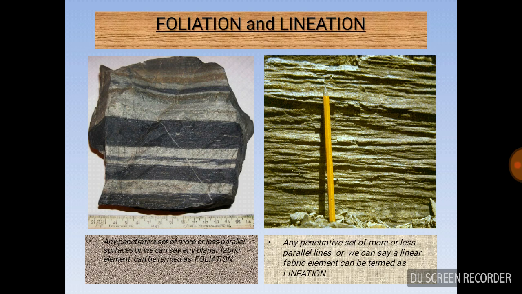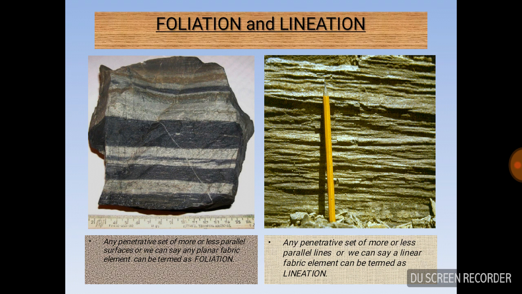Now, let's discuss two more important terminologies: foliation and lineation. Any penetrative set of more or less parallel surfaces, or any planar fabric element, can be termed foliation, as you can see in the first diagram. And any penetrative set of more or less parallel lines, or linear fabric element, can be termed lineation, as you can see in the second diagram.